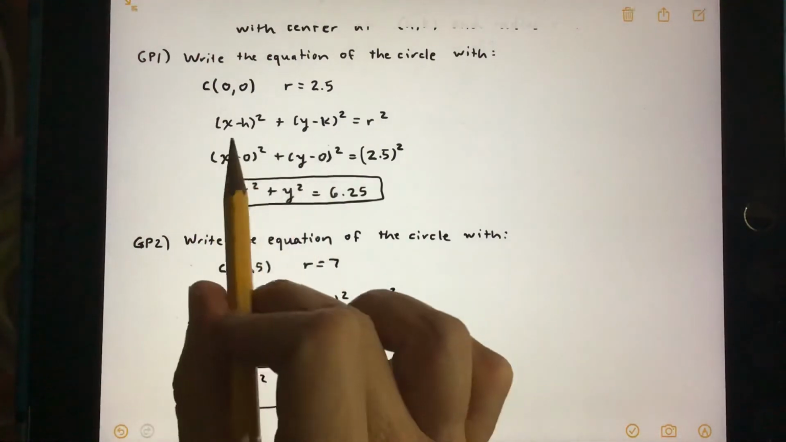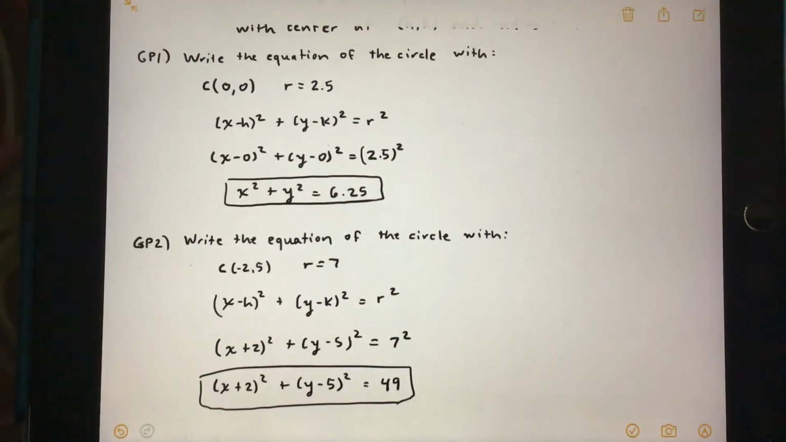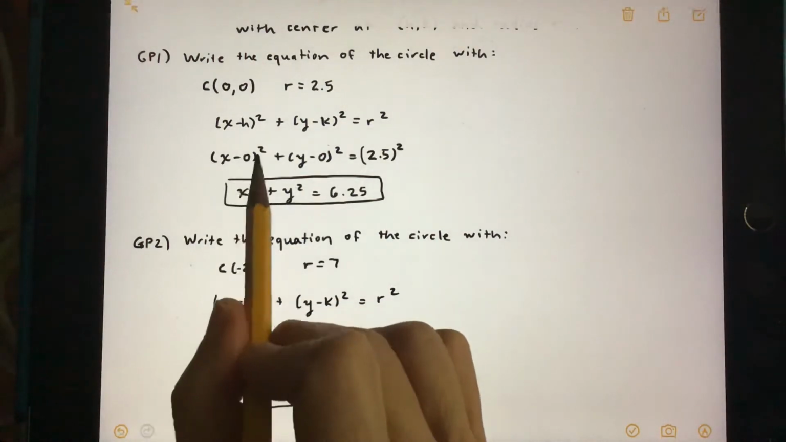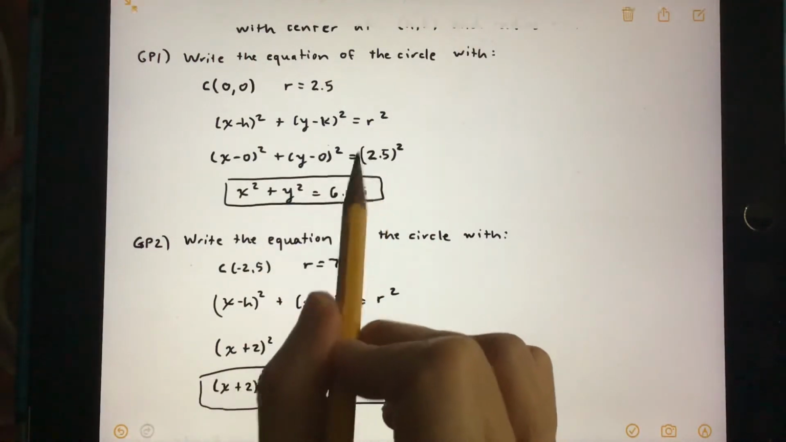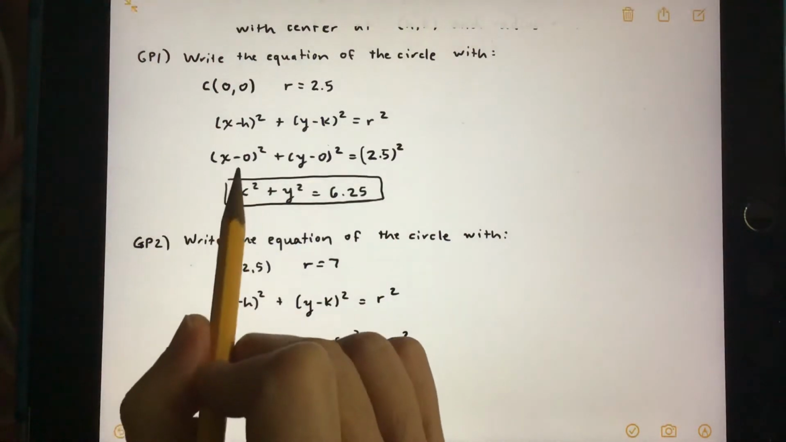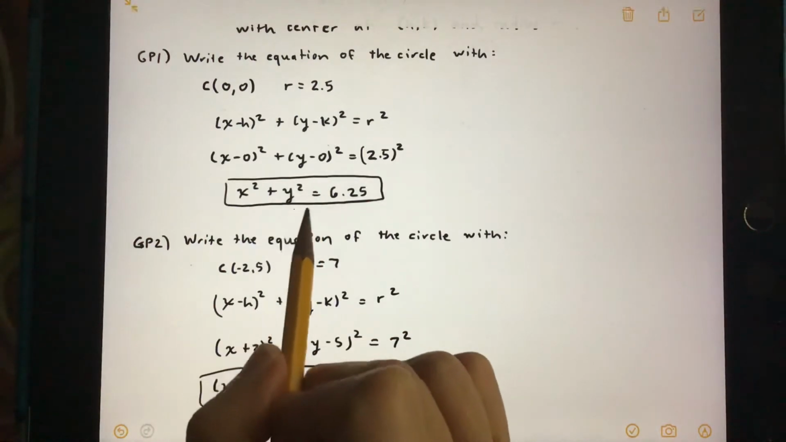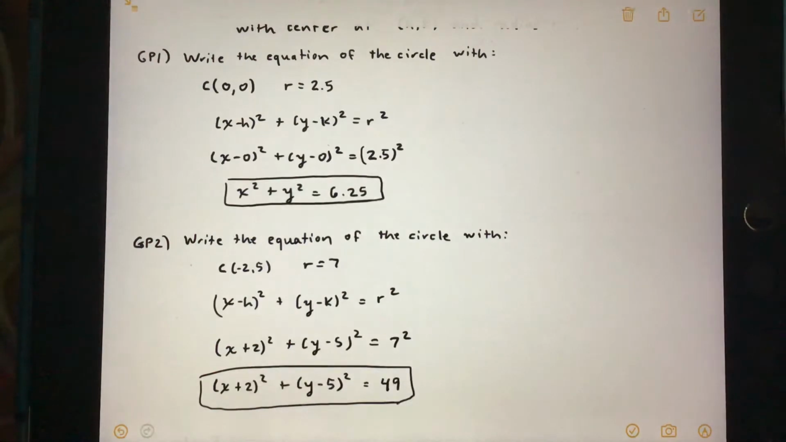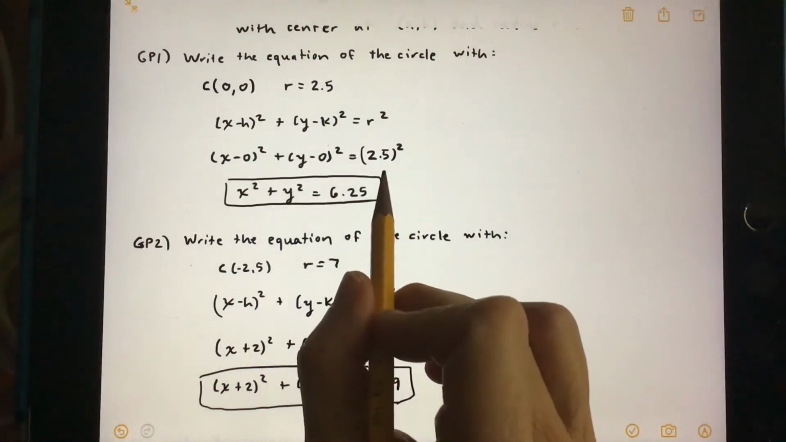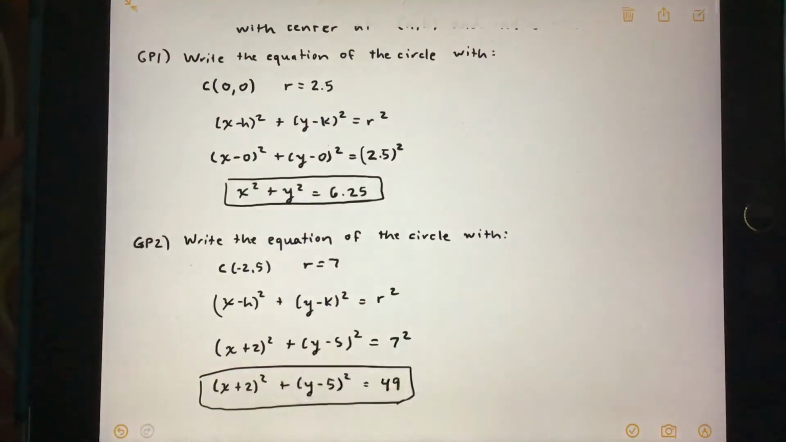So our h and our k, in this case, are both 0, since we're at the origin. So (x − 0)² + (y − 0)² is equal to our radius, 2.5 squared. x − 0 is the same thing as just x, so we have x squared. y − 0 is the same thing as y, so we have just y squared, equals, and then you can think of this as 25 times 25, which is 625 by memory. And then you can put your decimal point in. So there's going to be 2 decimal places when you multiply 2.5 times 2.5. So therefore 6.25. If that's not something that you already have in your memory, you can of course work it out. All right, so our equation on guided practice 1 is x² + y² = 6.25.